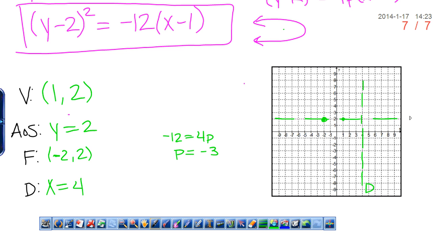All right, how long is your focal chord? 12. Oh. So what that means is we go up 6 and down 6 to get my other 2 points. There's your parabola.